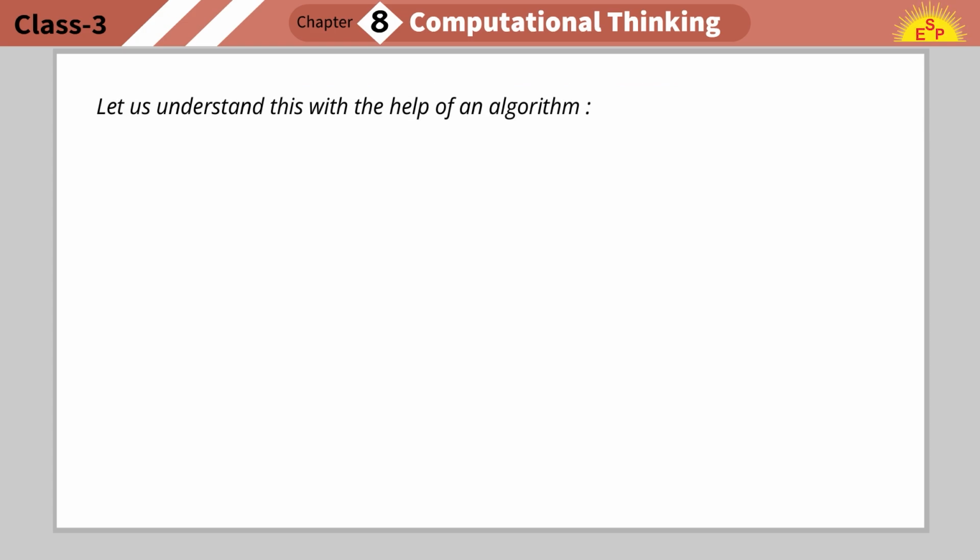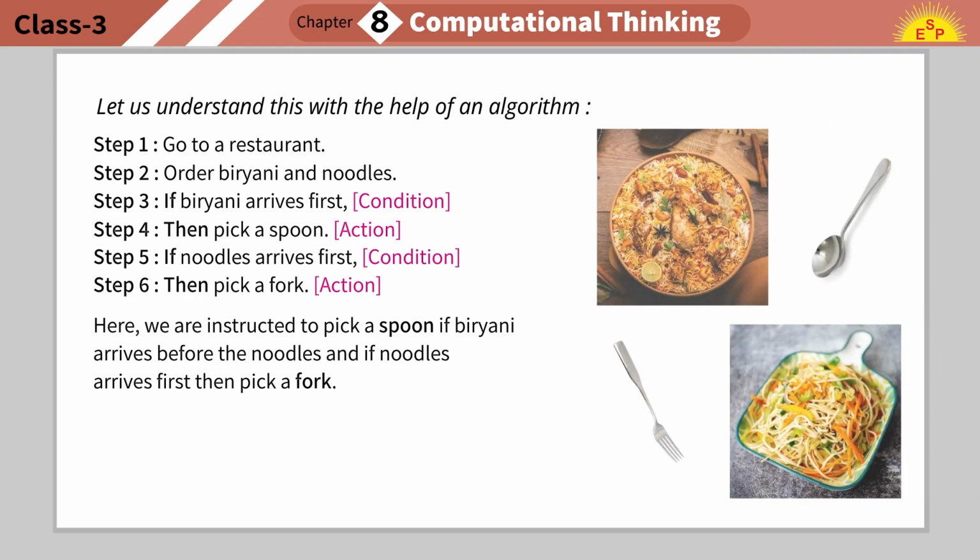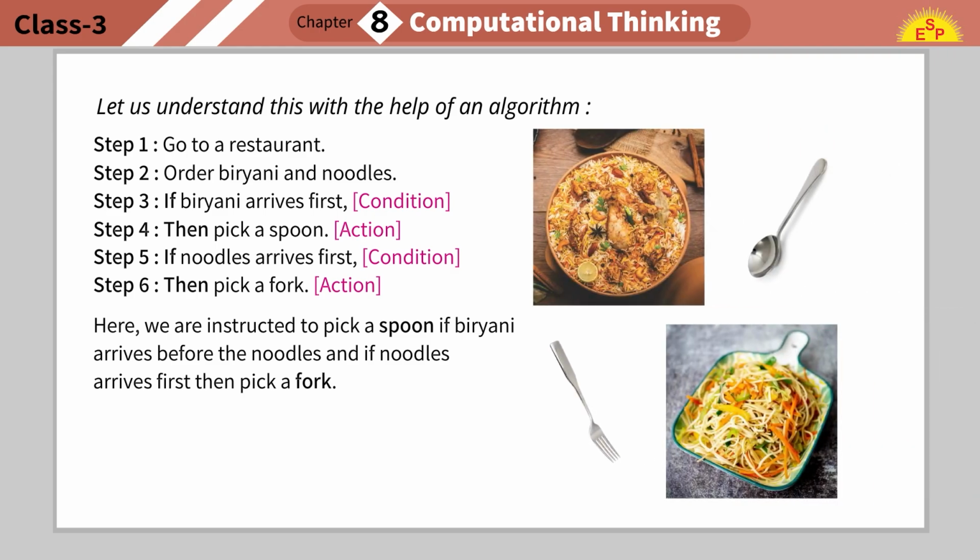Let us understand this with the help of an algorithm. Step 1. Go to a restaurant. Step 2. Order biryani and noodles. Step 3. If biryani arrives first, condition. Step 4. Then pick a spoon, action. Step 5. If noodles arrive first, condition. Step 6. Then pick a fork, action. Here, we are instructed to pick a spoon if biryani arrives before the noodles, and if noodles arrive first, then pick a fork.